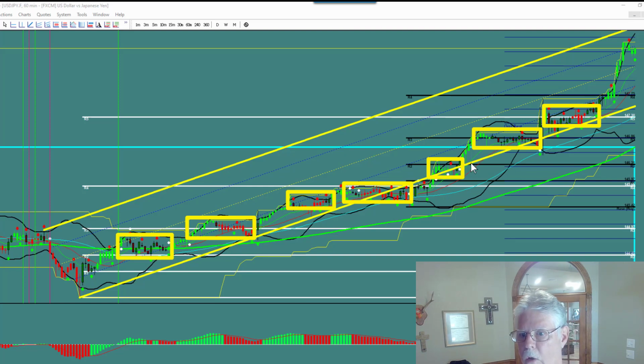Start learning to trade poles. Whatever the distance is going into the pole is what you're going to try to do coming out.